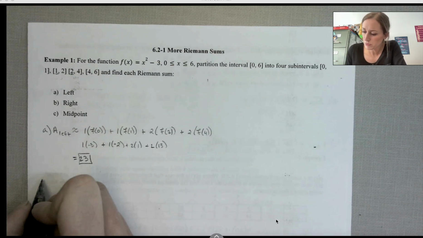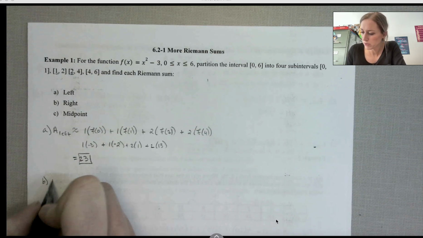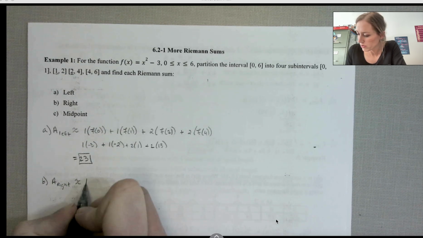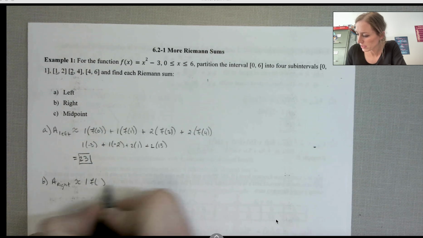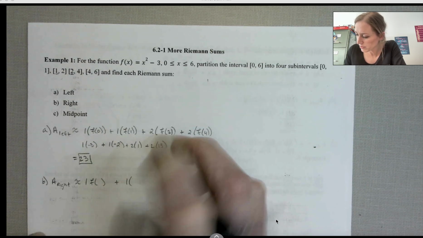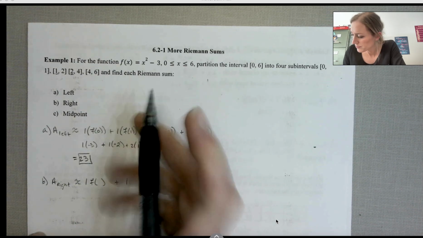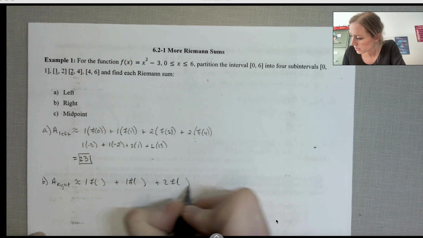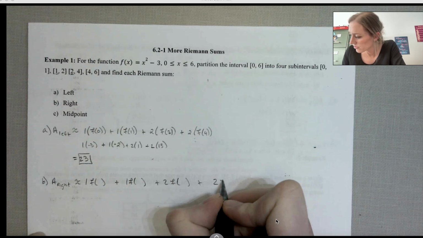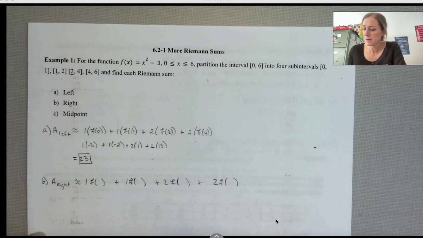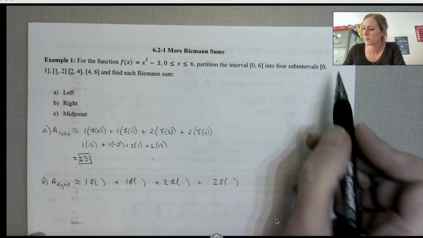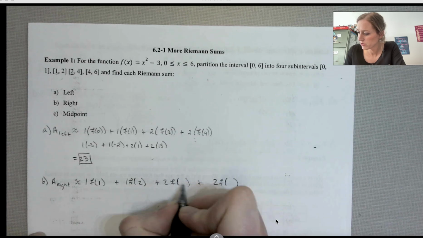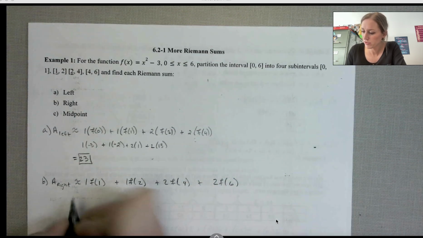Now we're going to do the right. This is going to look super similar. Our delta x's are going to be the same. So we have 1 times f of something plus 1 times f of something plus 2 times f of something plus 2 times. So my delta x's are the same as up above, but this time we're using the right height. So I'm using the right x value in each of those intervals. And then we do the same thing.